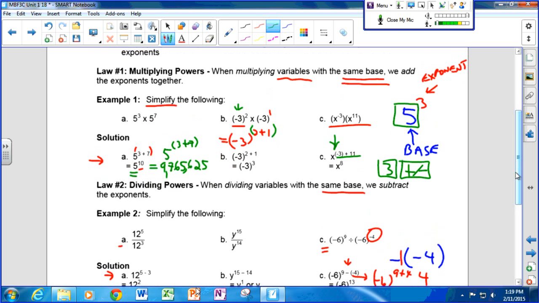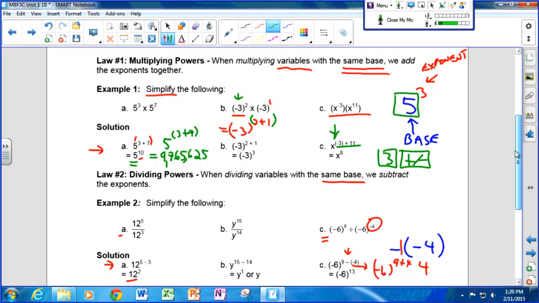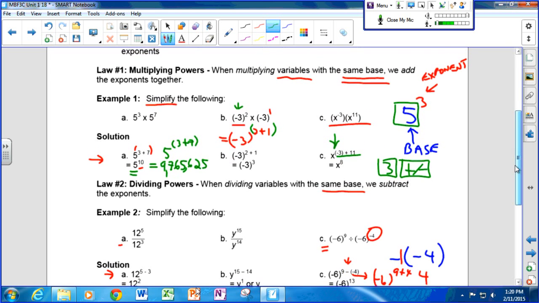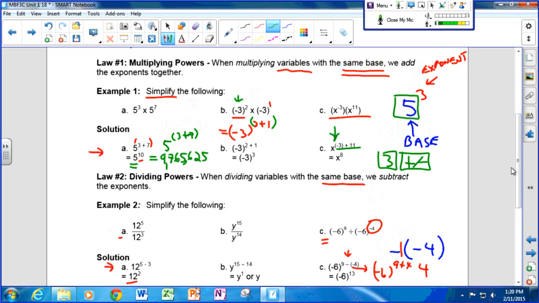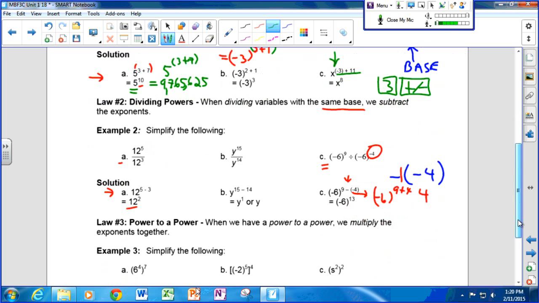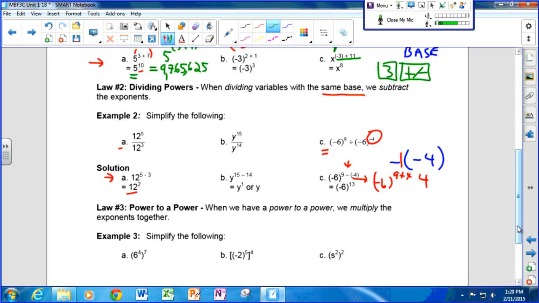All right, so that was our first example of one of the three laws of exponents. When the bases are the same and we're multiplying variables or constants, then we just add the exponents. Pretty straightforward. Now for law number 2, it's really the inverse of that. When we're dividing variables or constants with the same base, we subtract the exponents.